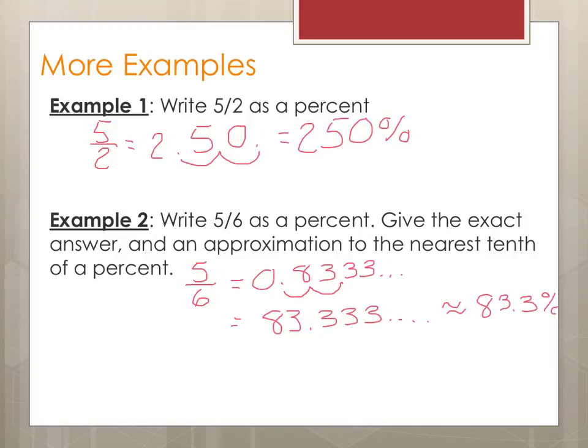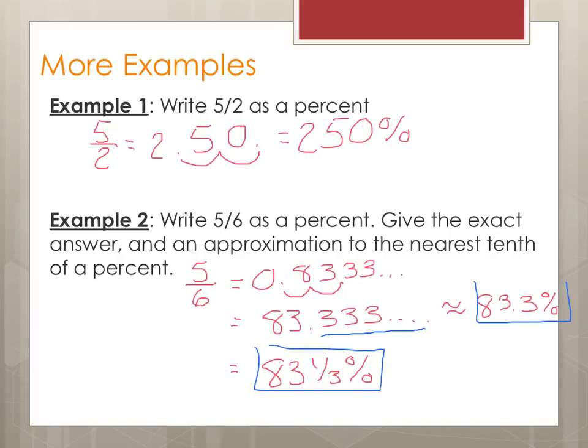An approximation to the nearest tenth would be 83.3%. But to write this as an exact answer, we have to notice that writing a repeating decimal isn't really exact, so we're going to have to express that as a fraction. We recognize that 0.3 repeating is 1/3, so to express this as an exact answer, we would say this is 83 and 1/3%. So the exact answer is 83 and 1/3%, and approximated to the tenths place it is 83.3%.